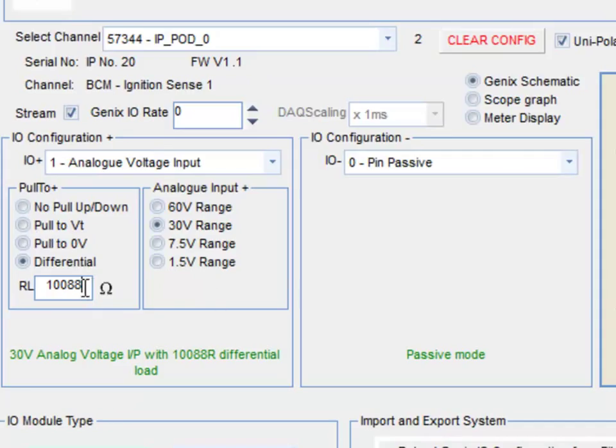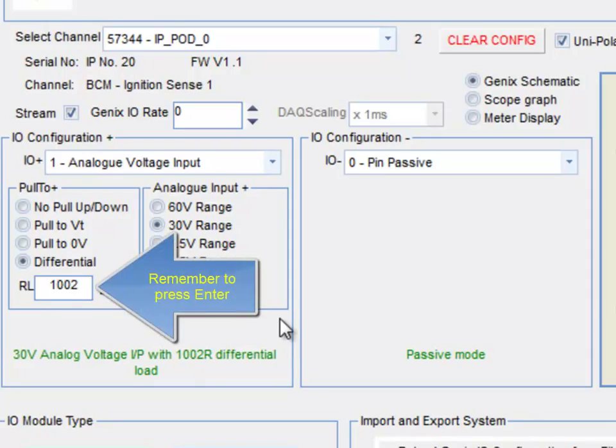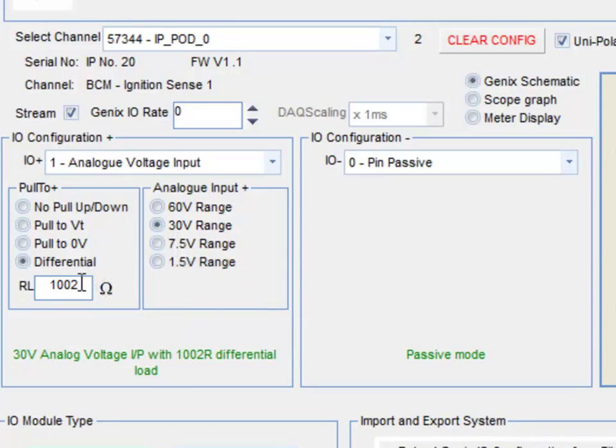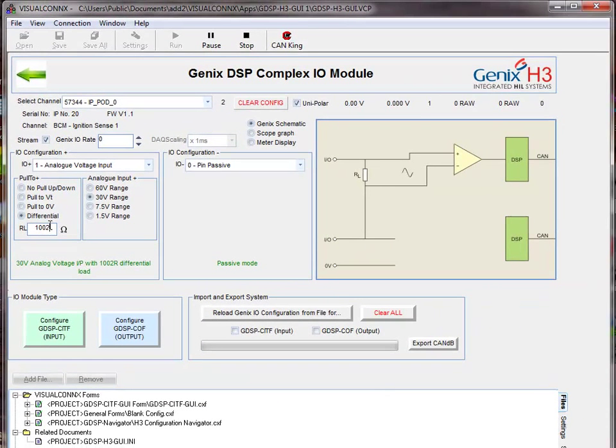The resistance that is used to set the differential or single-ended resistance is typed into the RL field, and you must press enter to send this value to the hardware. The value will then change to show you the value achieved, and as a general rule, the lower the resistance you type in, the more accurately we can achieve that value. Let's choose a 1 kilo ohm pull to ground single-ended analog input.